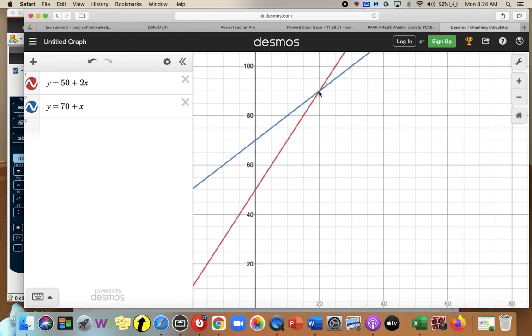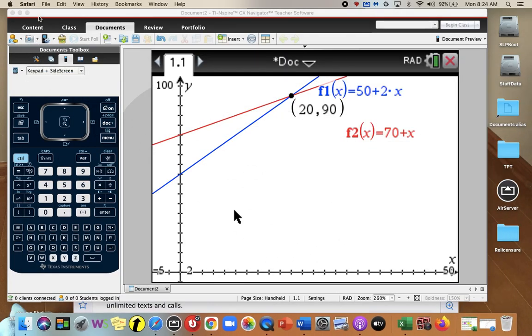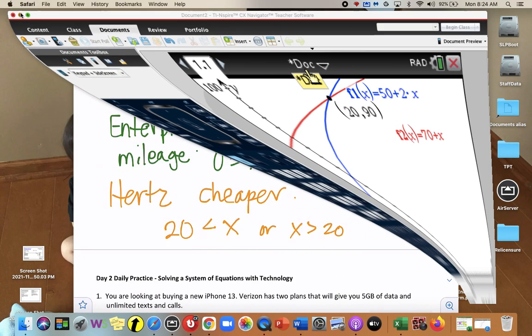And then if you click on it, you can see that point of intersection, which shows that Enterprise was cheaper up to 20 miles. Hertz was more expensive up to 20 miles. At 20 miles, they both cost $90. And then after that, Hertz was cheaper, and Enterprise was more expensive. All right, so today we did look at, can you set up an equation, plug it in, and solve.